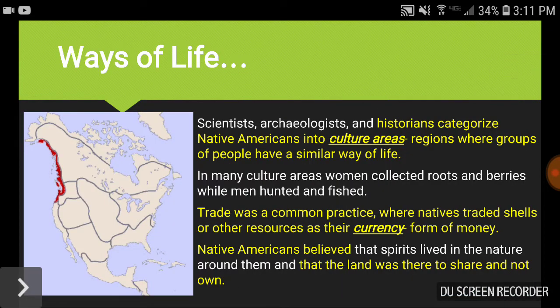All right, so ways of life. In the second column of your tree branch, you should be writing down anything that's in yellow in that branch. So scientists and archaeologists and historians categorize Native Americans into culture groups. If you see the map on the left of this note slide, it should look very similar to the map on the last slide.